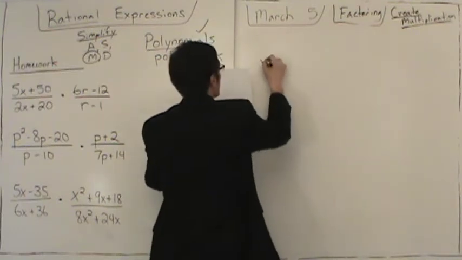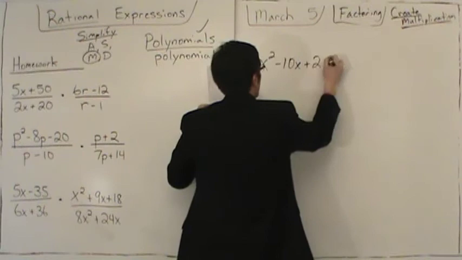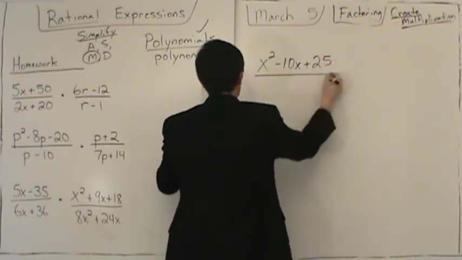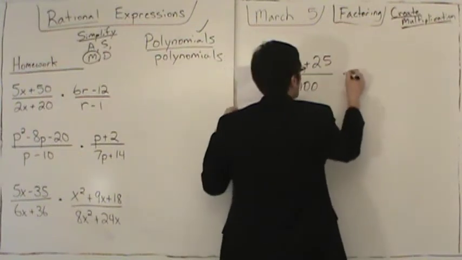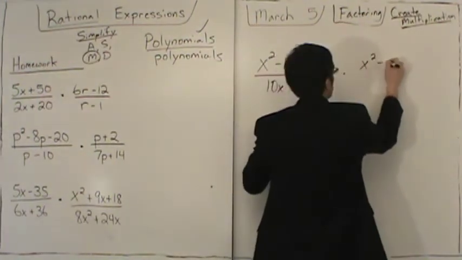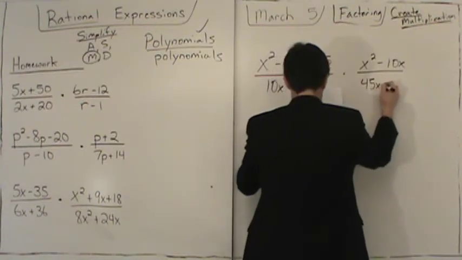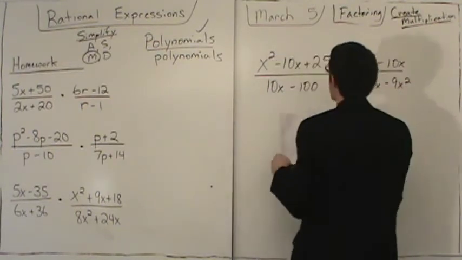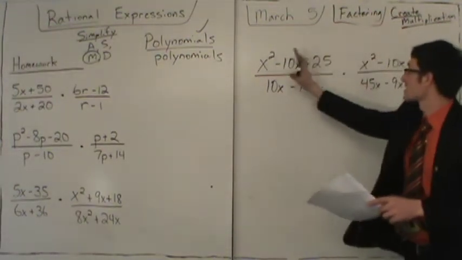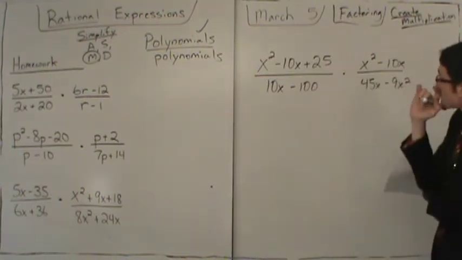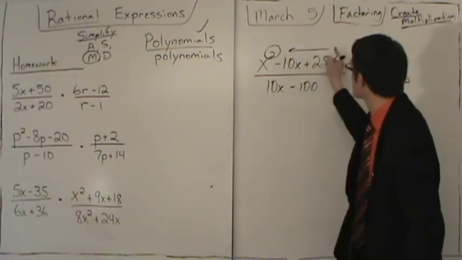Let's see, x squared minus 10x plus 25 over 10x minus 100 multiplied by x squared minus 10x over 45x minus 9x squared. Now, notice we have multiplication between. This will allow us to cancel across from fraction to fraction. Now, we have second degree here. Remember this will factor into 2 first degrees, so we read right to left.